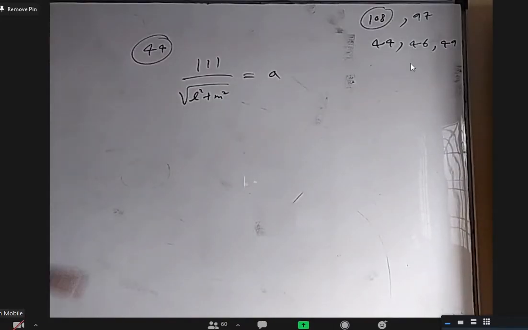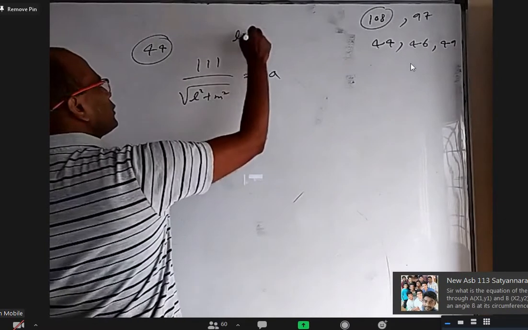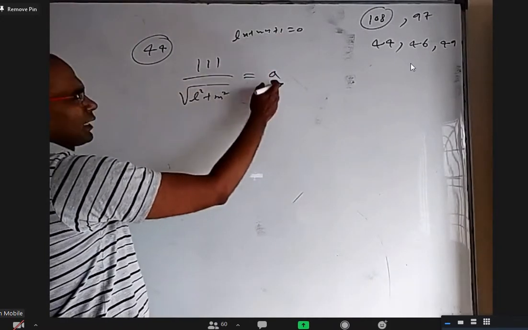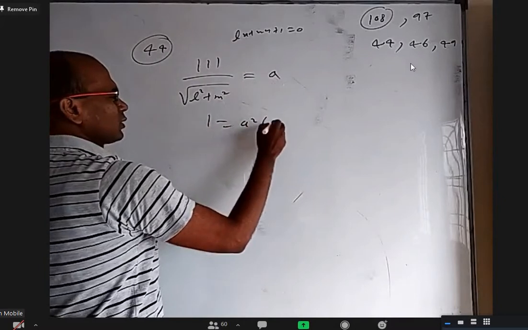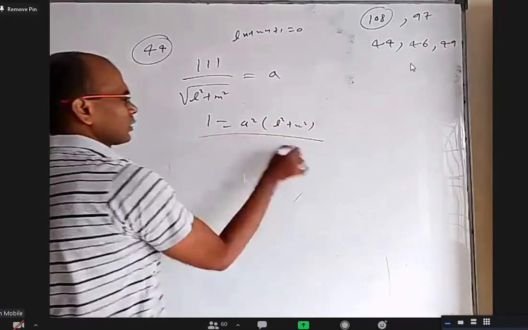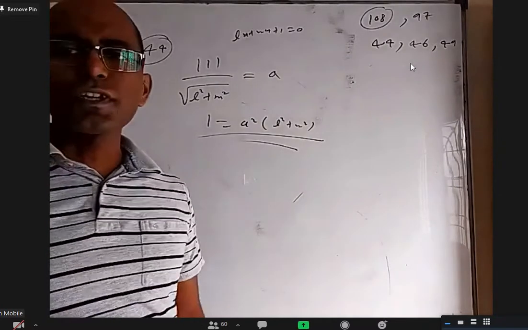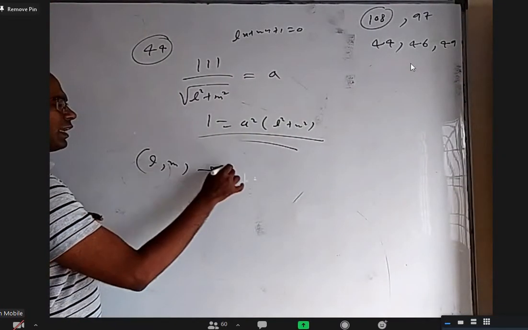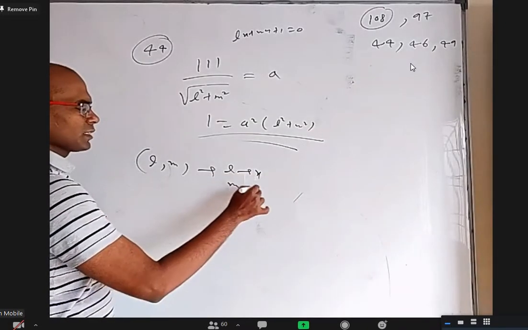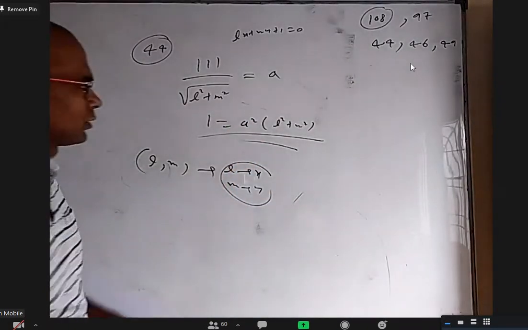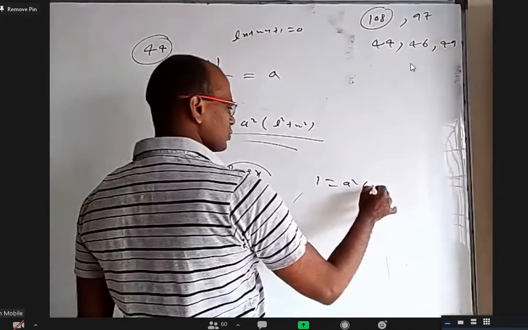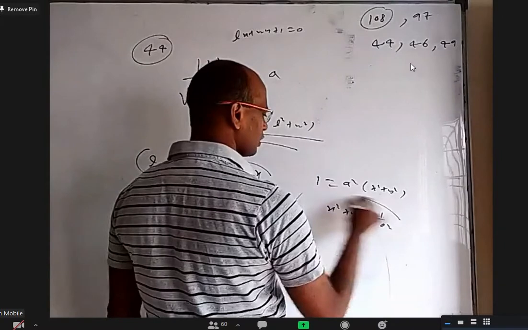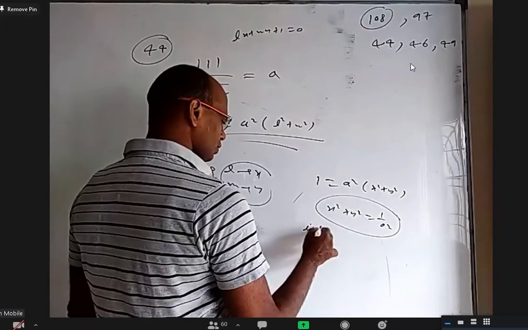So they gave a line Lx plus My plus 1 equal to 0. The distance from origin to that line is the radius. You get 1 equal to A square into L square plus M square. This is the condition. Now, locus of which point do they want? If you want locus of L comma M, wherever L is there, replace with X, wherever M is there, replace with Y. The algebraic condition becomes 1 equal to A square into X square plus Y square. So X square plus Y square equal to 1 by A square is the required locus.